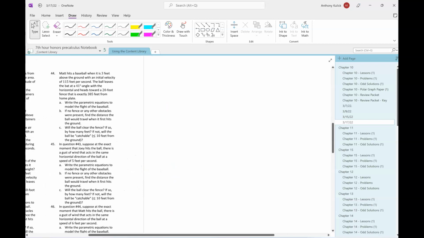Okay, so here Matt hits a baseball when it's 3 feet above the ground with an initial velocity of 115 feet per second. The ball leaves the bat at a 41-degree angle with the horizontal and heads towards a 20-foot fence that's exactly 385 feet from home plate. Will the ball clear the fence? If so, and so on. Okay, so again, write our parametric function. This is what you're asked to do in part A, so I'm just going to copy that down real quick.